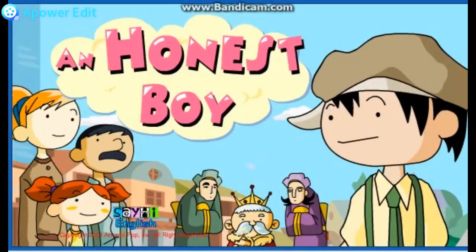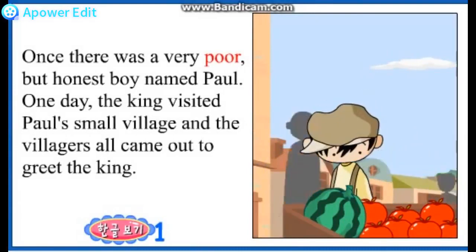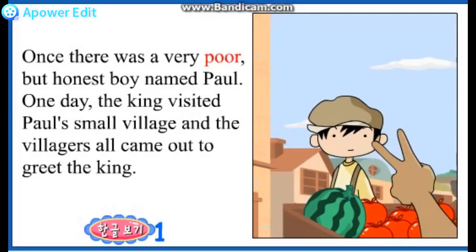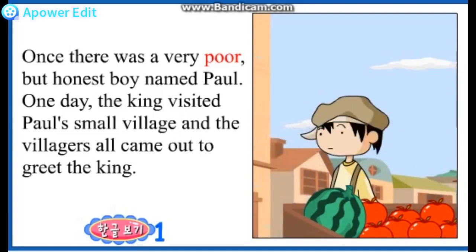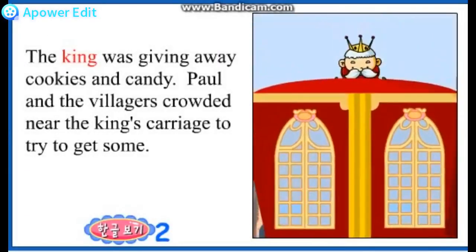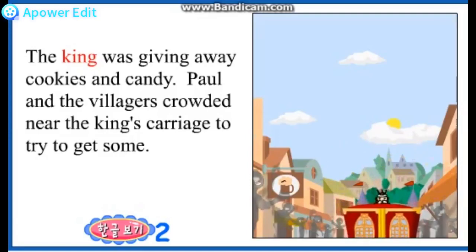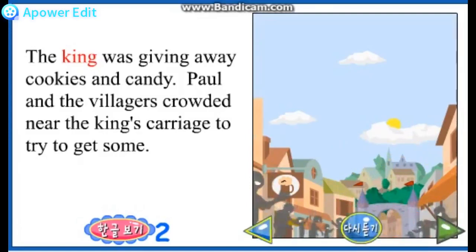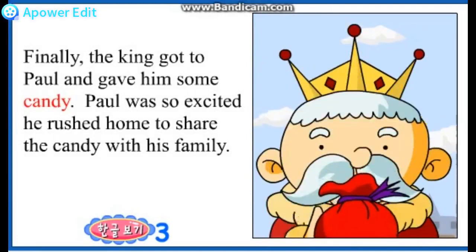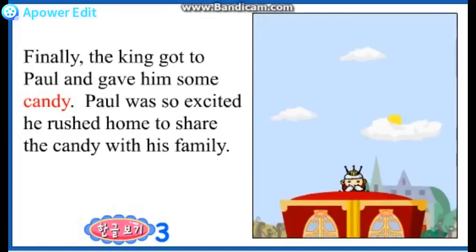An honest boy. Once there was a very poor but honest boy named Paul. One day, the king visited Paul's small village, and the villagers all came out to greet the king. The king was giving away cookies and candy. Paul and the villagers crowded near the king's carriage to try to get some. Finally, the king got to Paul and gave him some candy. Paul was so excited, he rushed home to share the candy with his family.